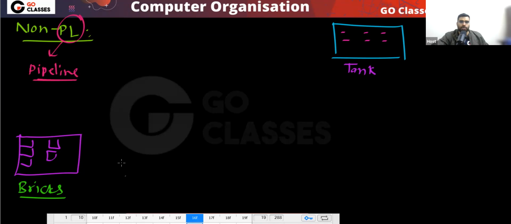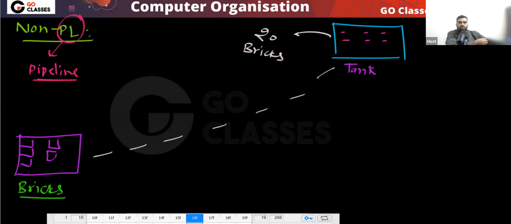So what can you do? Let me assume that you need 20 bricks here, and let me assume these are the steps: one step, 2, 3, 4, 5, 6, and 7. So now you tell me, in this non-pipeline scenario, let's assume there is a single person here.